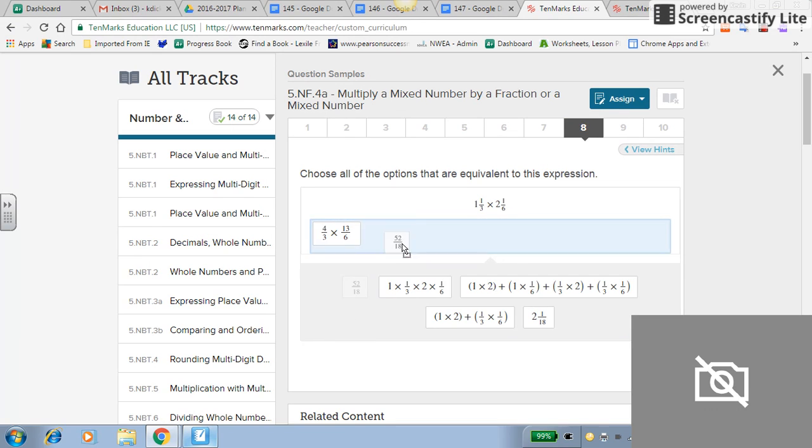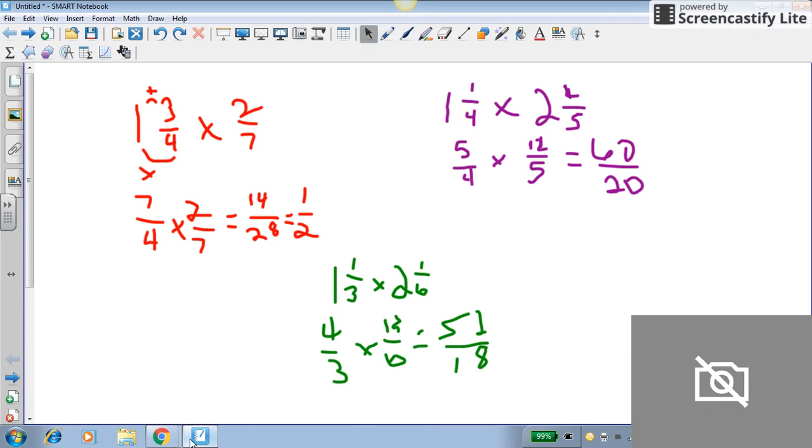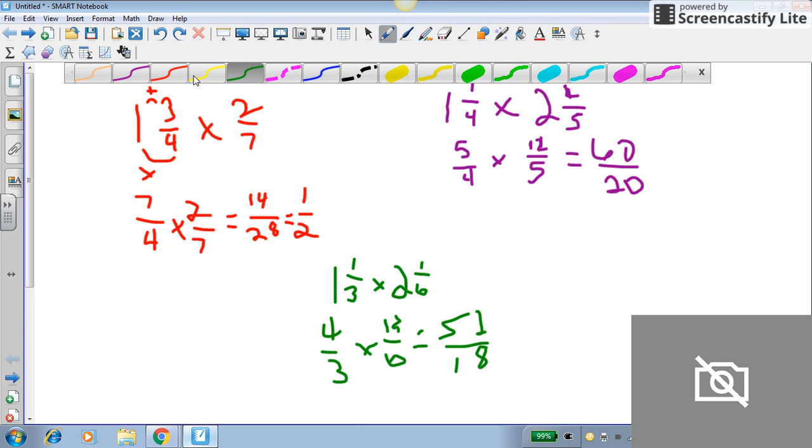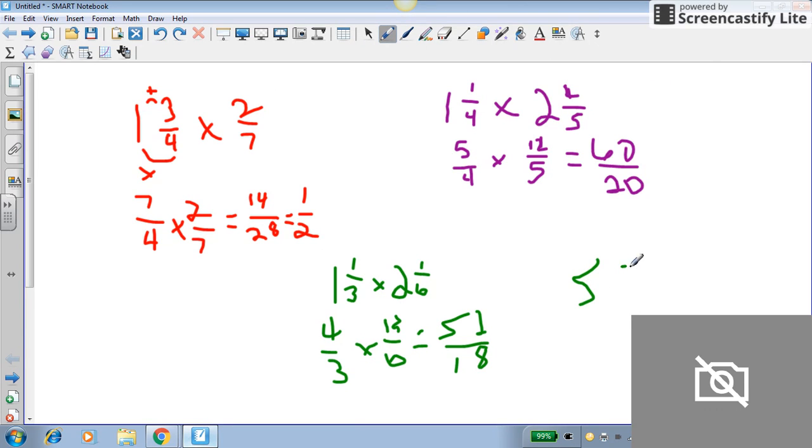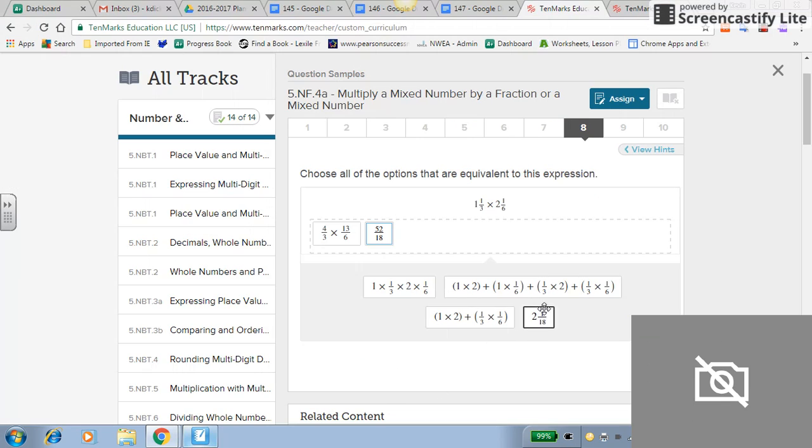52/18, is that an option? Sure enough, there it is. Does that equal 2 1/8? When I take 52 and I divide it by 18, that gives me 2. That gives me 36. And when I subtract that, I'm going to get 16/18. 2 and 16/18. Anything equivalent to that?